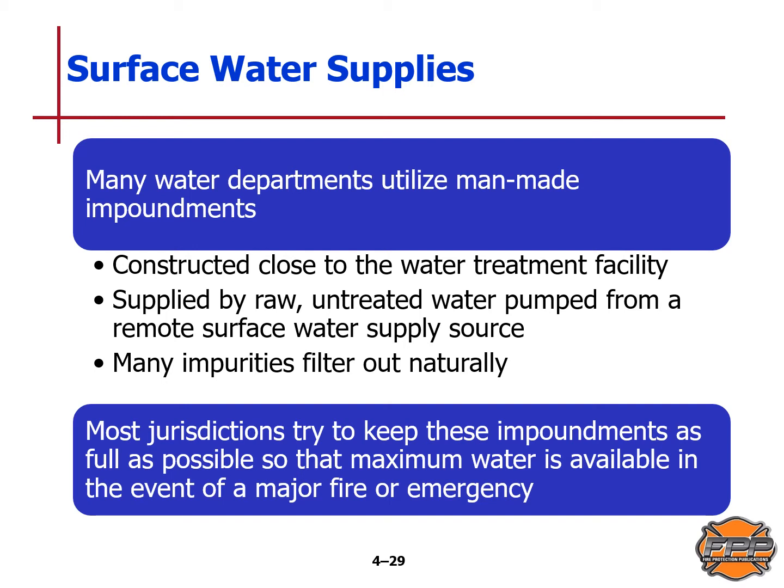Many water departments utilize man-made impoundments that are constructed close to the water treatment facility. These are supplied by raw, untreated water pumped from a remote surface water supply source. Many impurities therefore filter out naturally. Most jurisdictions try to keep these impoundments as full as possible so that maximum water is available in the event of a major fire or emergency.